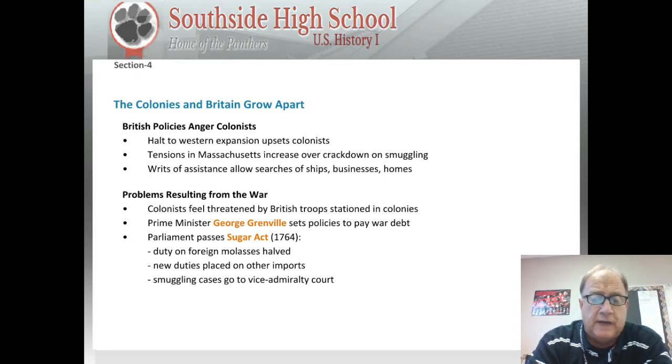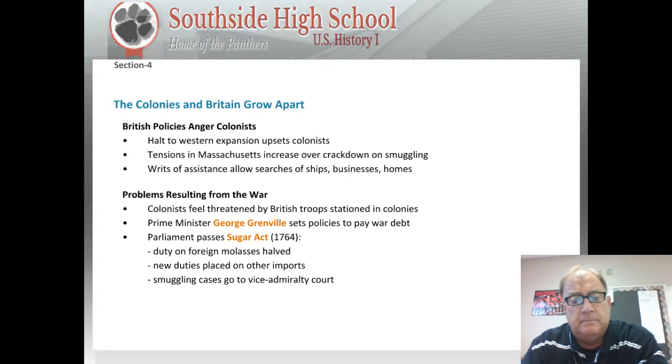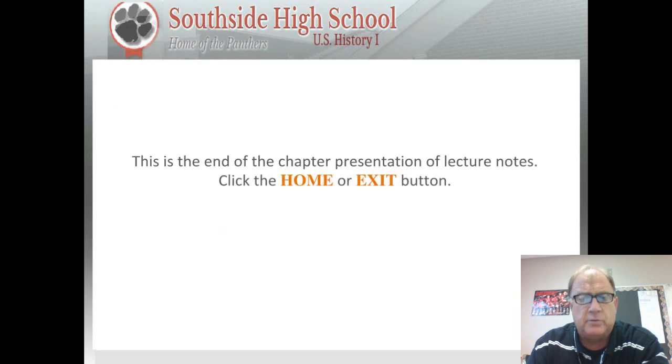They passed the Sugar Act, which changed the duty or tax on foreign molasses. Actually, it decreased the tax on molasses that was brought in from Jamaica and Bermuda, which made sugar less viable for the colonies. And new taxes were placed on other imports. Smuggling cases were then moved to the Vice Admiralty courts.